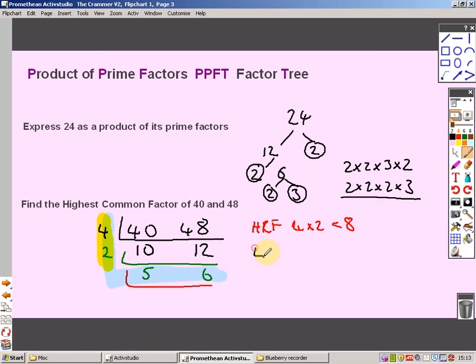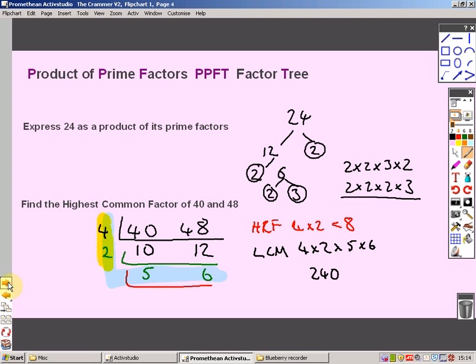So the lowest common multiple would be 4 times 2 times 5 times 6. Well, 5 times 6 is 30. 30 times 4 is 120. 120 doubled would be 240. Important to know those. I like this method here where you've got your L being the lowest common multiple. Remember the H is like the sticky up bit of the letter H.